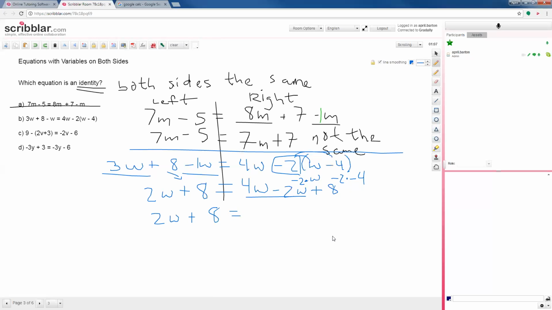So if we combine 4w minus 2w, what comes out? What do we get when we combine those together? 2w, because 4 minus 2 is 2. Very good. So now we look at each side. That's as simple as it can be. And they do match exactly. This is what we call an identity. Once everything is simplified, if they match exactly, we have an identity.